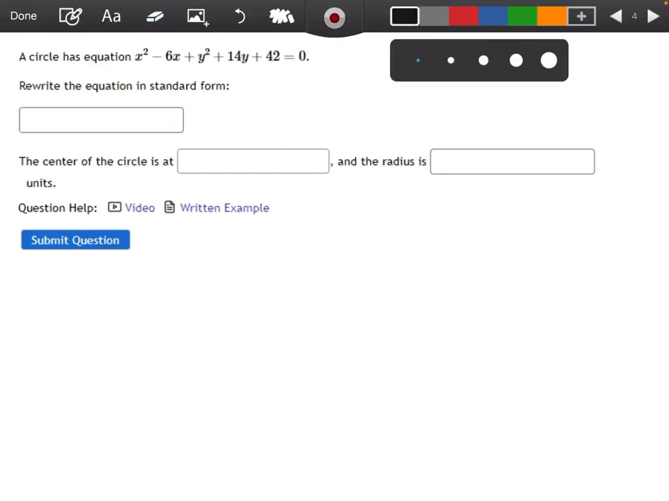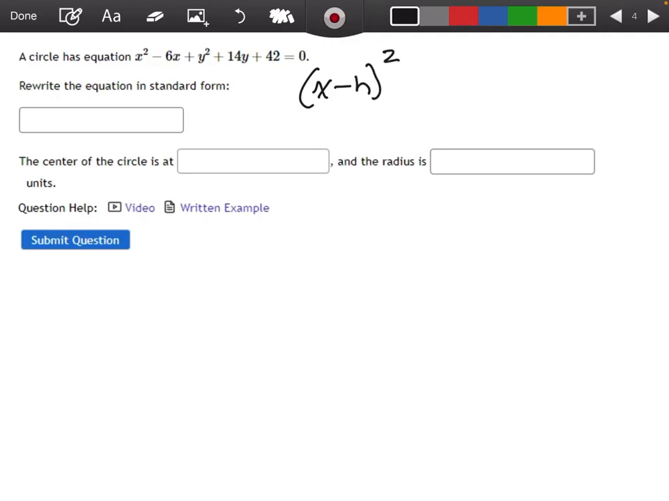All right, y'all. So this next problem says, can we find the equation of a circle in standard form? Okay, so if you remember what we're trying to do here, the standard form looks like this: (x - h)^2 + (y - k)^2 = r^2.